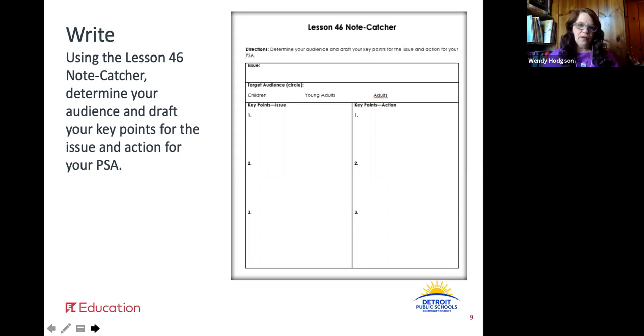So no matter what you've chosen, I hope that you can see that your key points on one side are the issue, your evidence base, and your key points on the other side of the note catcher are your action steps. Like, how can you encourage people to get more sleep? Why more sleep is on the left. How to get more sleep is on the right. So you can replay what I've said there if you want. I'm sure most of you have it just fine.